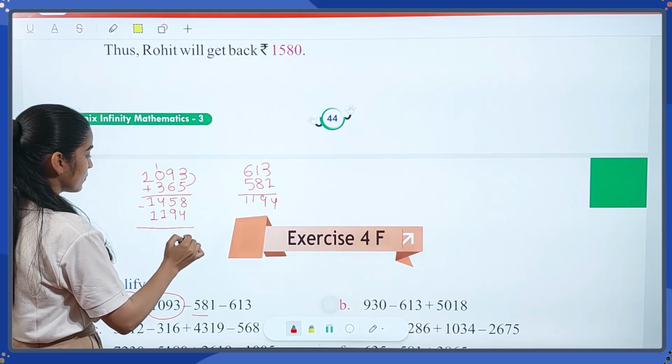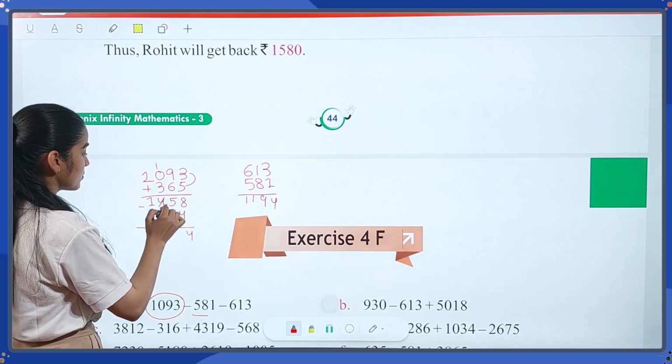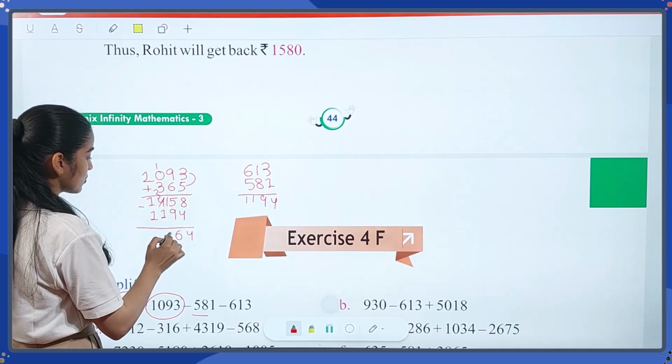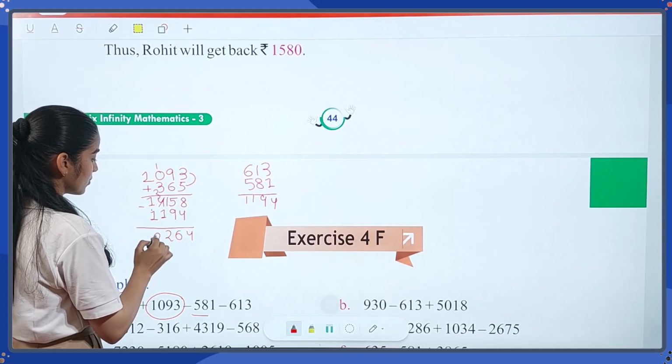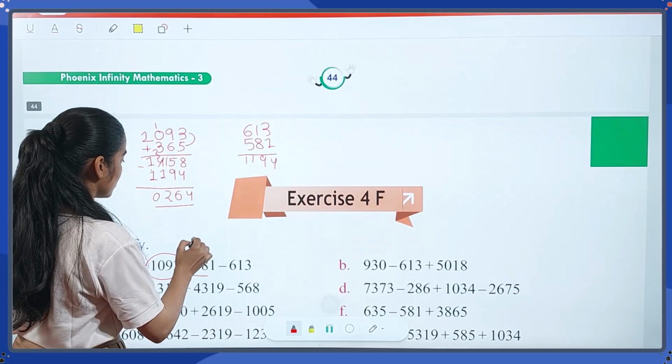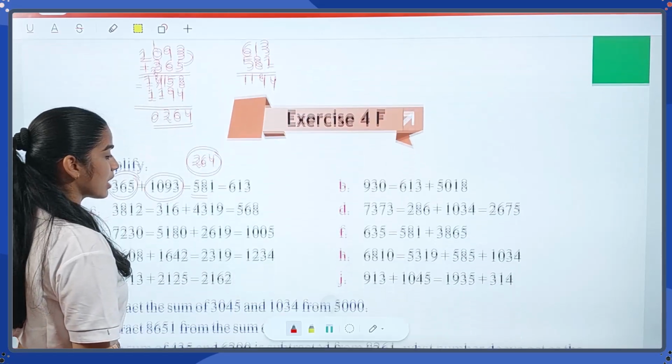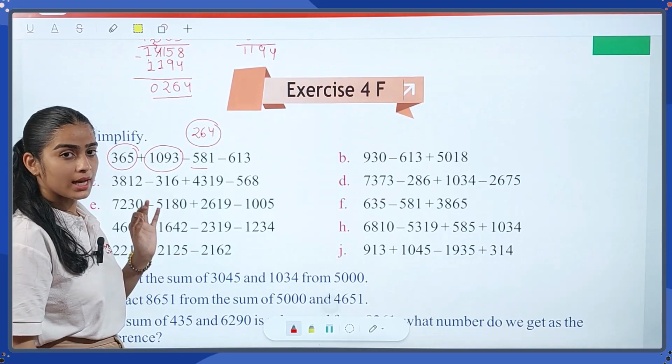Now you have to subtract this number. 8 minus 4 is 4. 5 minus 9 is not possible. So 15 minus 9 is 6. 3 minus 1 is 2 and 1 minus 1 is 0. So final answer is 264. So students, you have to do the questions in a similar way as I do.